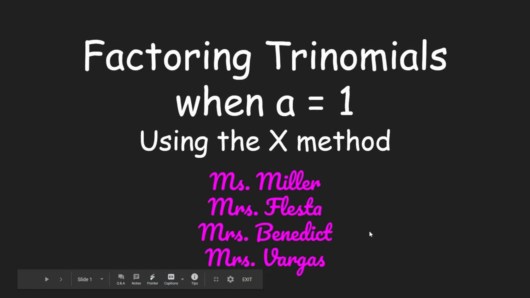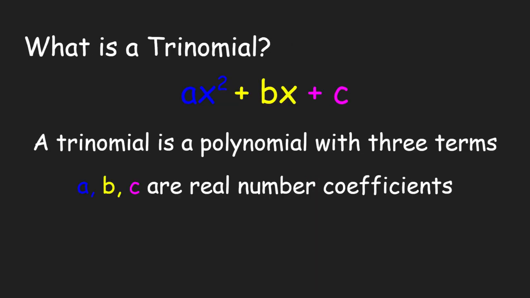Hey everybody, it's me, Miss Miller, here to talk about factoring trinomials when a equals 1 using the x method, using that x game we played from our last video. The first thing I want to define for us is the idea of a trinomial. Trinomial means 3 terms, like a polynomial, but for 3 because it's the word tri. So our 3 terms are ax squared plus bx plus c.